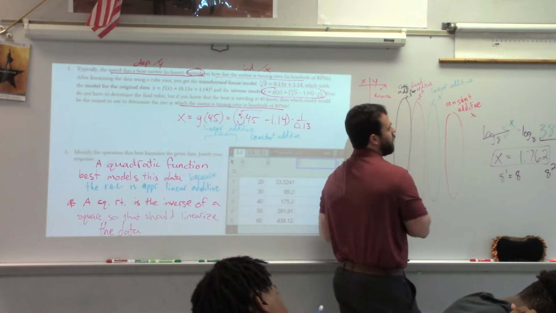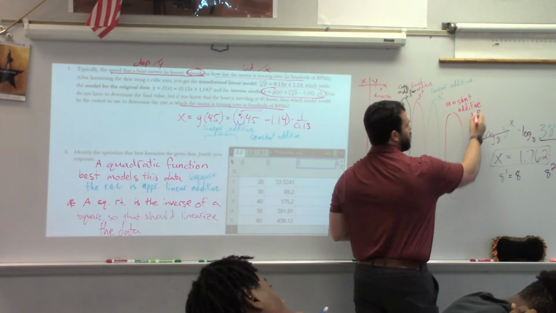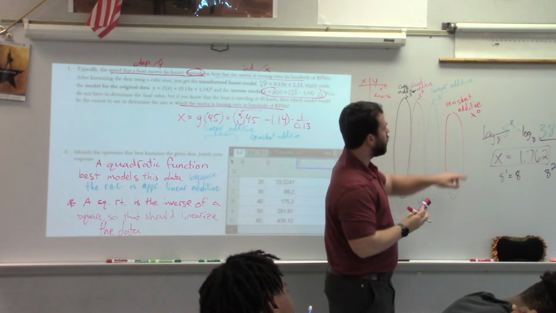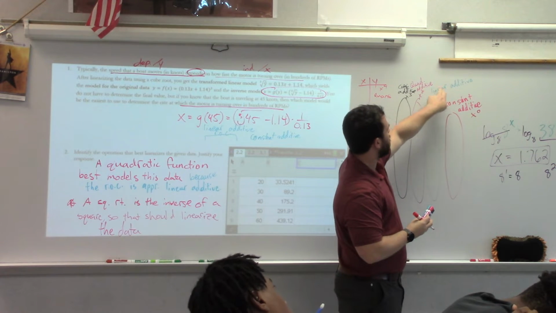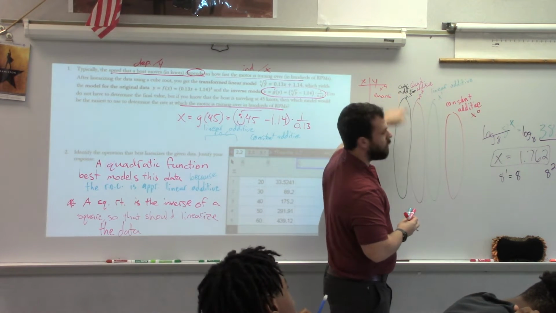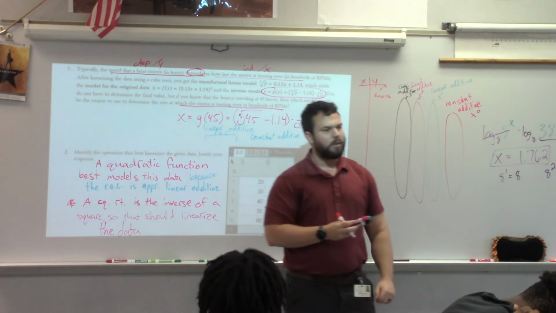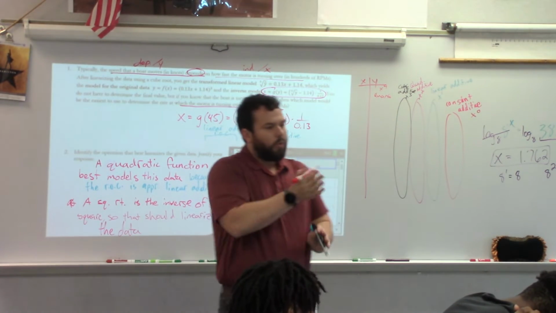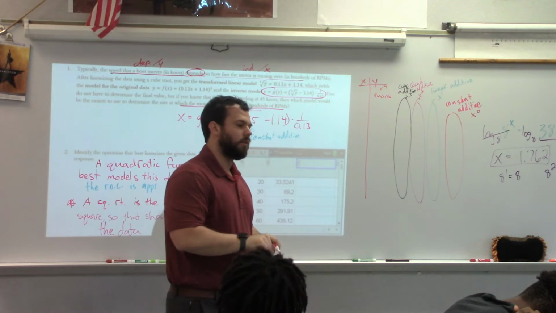X to the first is right there. 0. What is x to the 0? 1. Again, remember, what is the exponent doing? Increasing by 1. Does that make sense? And so it's just always one power higher when you're looking at those differences.